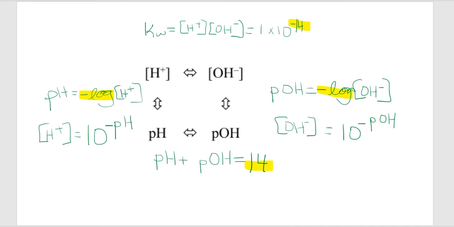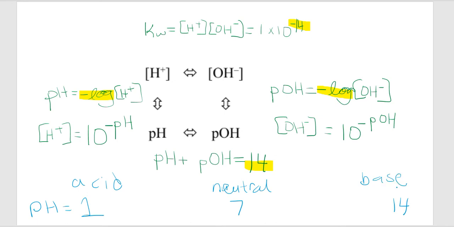And so whenever we're using the pH scale, right, we'll do pH down here. If it's equal to 7, 7 is neutral, right? If it's less than 7, it's an acid. If it's more than 7, it's a base, right? And it goes 1 to 14 typically.